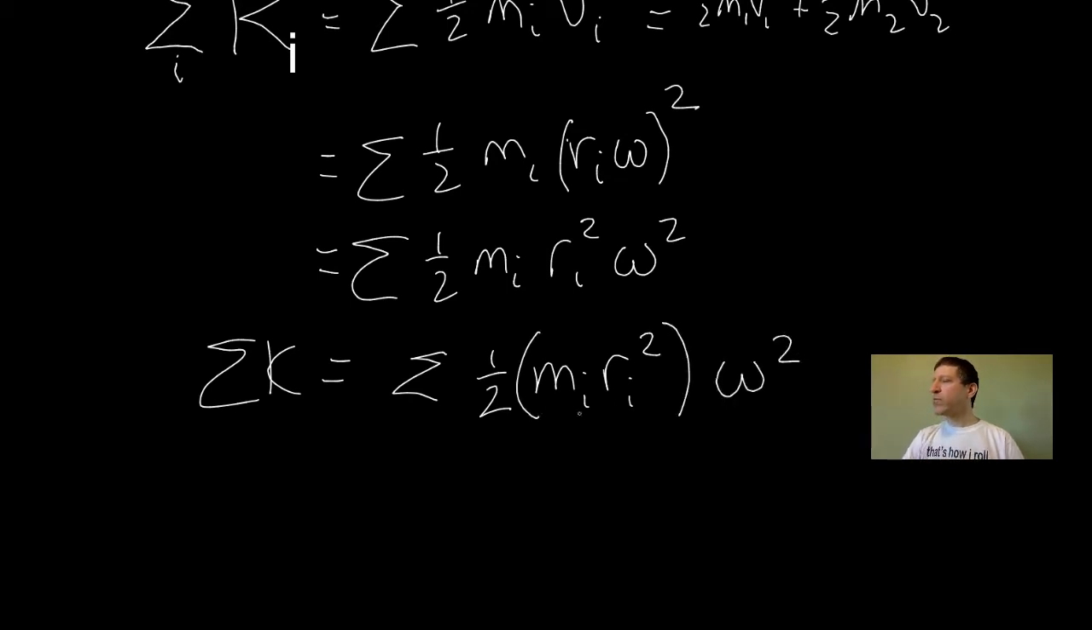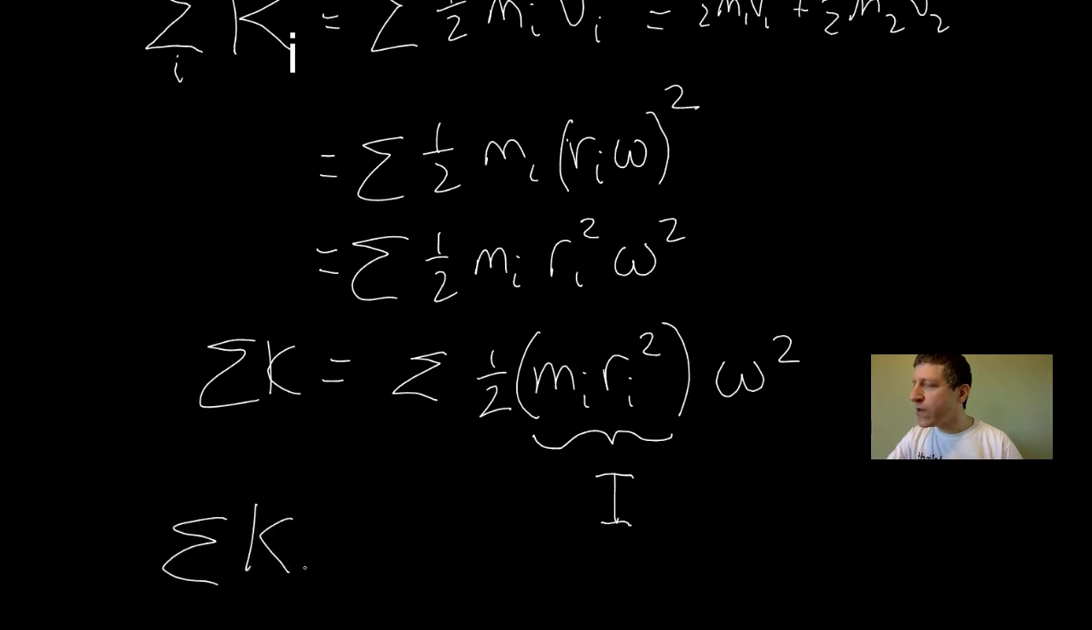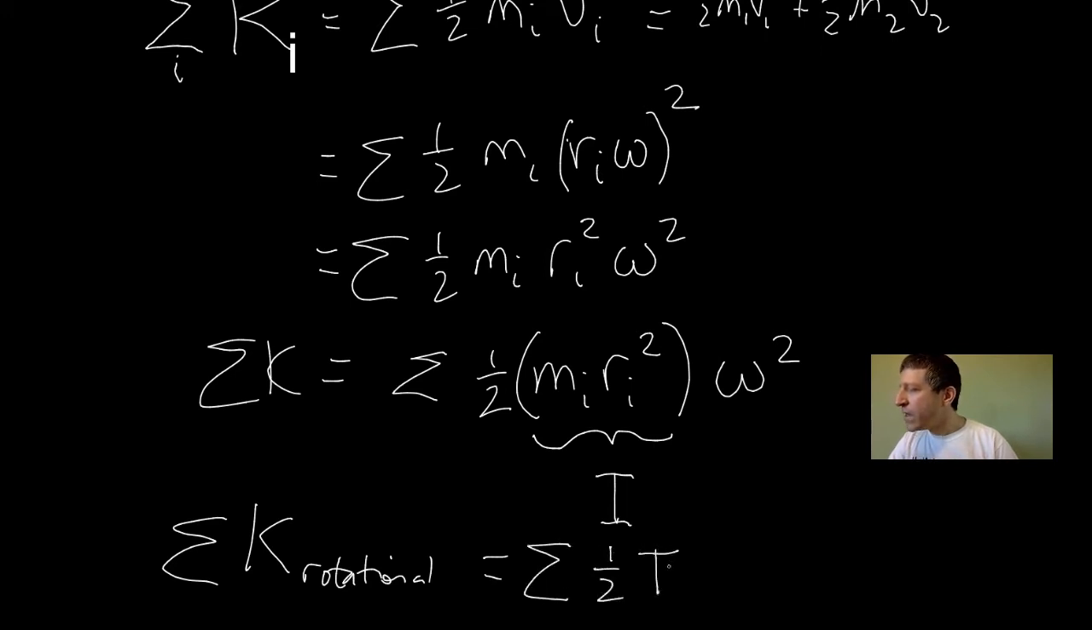And I've done nothing but just put this together. But what I'm going to do is call this thing right here I, the moment of inertia of this system. And that gives us, we can express this rotational kinetic energy as, notice how this analogy works. If I call this I, this is simply the sum of 1/2 I, the moment of inertia of the ith object, times omega squared. Notice how this is just like 1/2 mv squared, but these are rotational analogy variables.